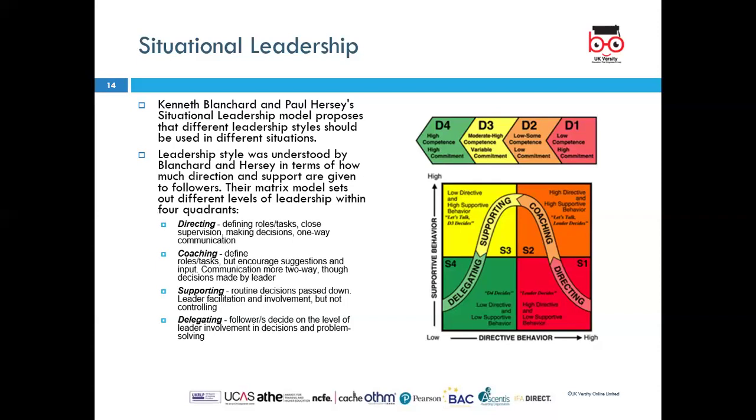And the third one is supporting, as I said. So it's a pass down. The leadership facilitates and promotes others.